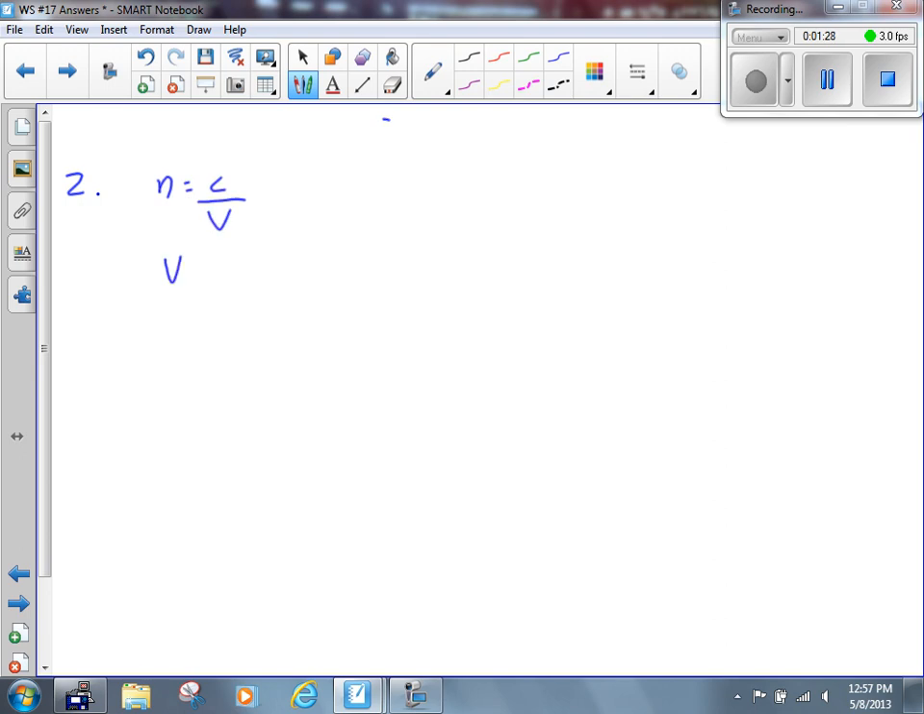That means the speed of light in diamond is equal to the speed of light in a vacuum divided by the index of refraction of diamond. Let's just say 3 times 10 to the 8 divided by the index of refraction of diamond, which is right on the sheet that I gave you. We solve for that. It works out to be 1.24 times 10 to the 8 meters per second.